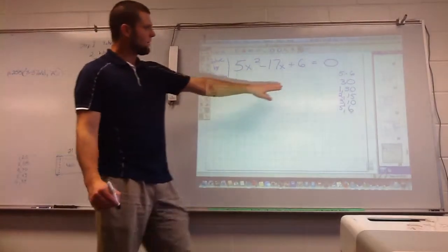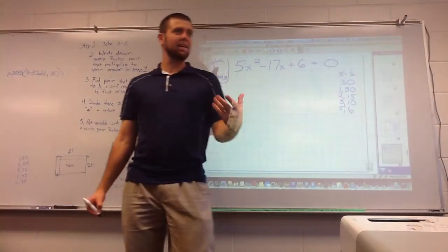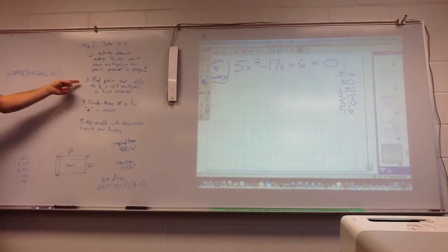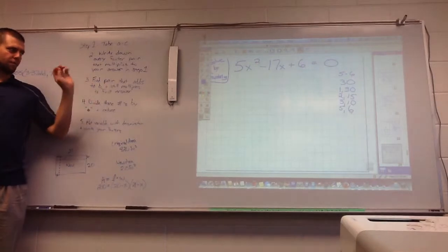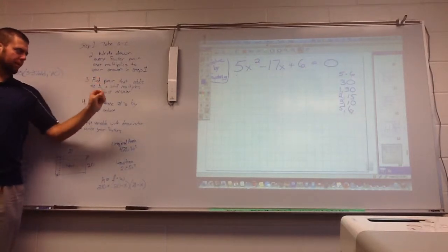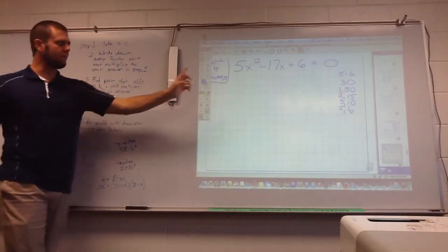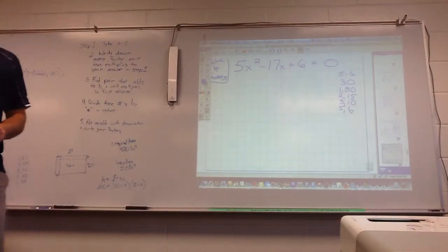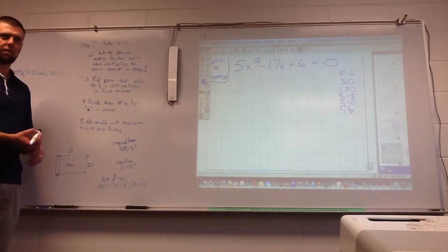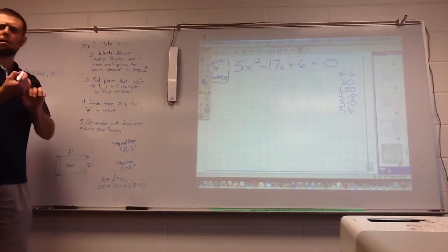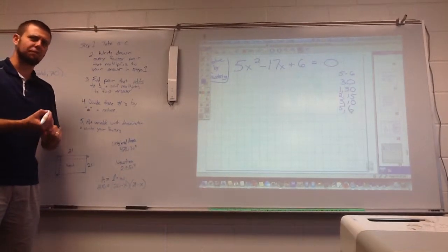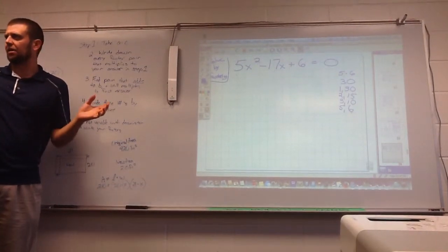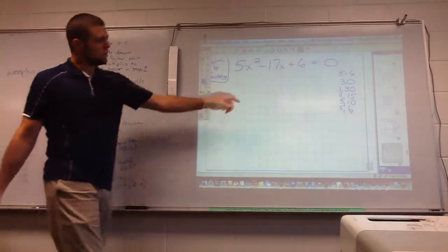So I write down all my factor pairs that multiply to make the answer in step 1. Then find out which factor pair adds to our b value, our negative 17, but still multiplies to positive 30. Well, if it's got to multiply to a positive 30 and add to a negative 17, they both have to be negative, right?